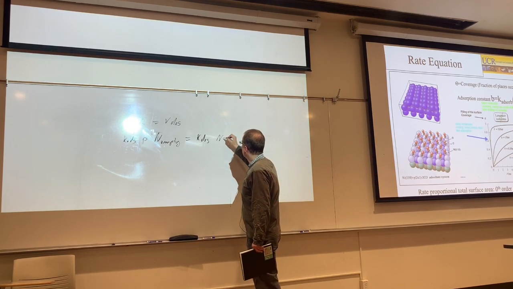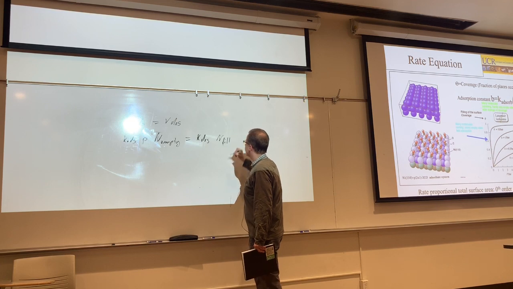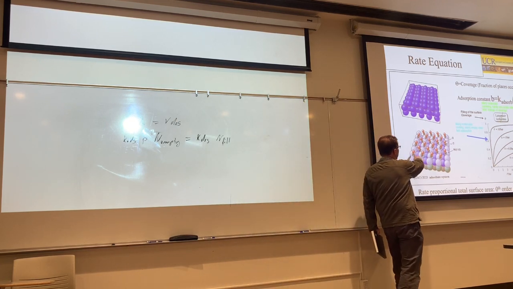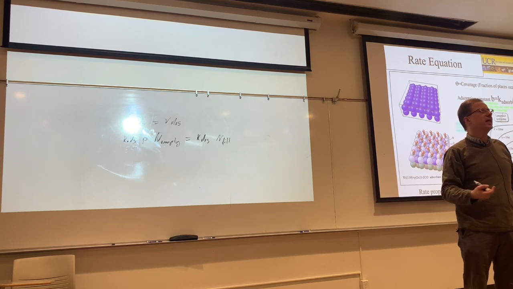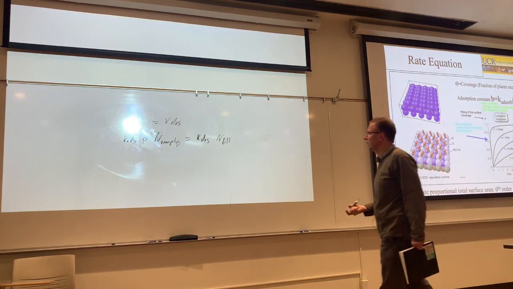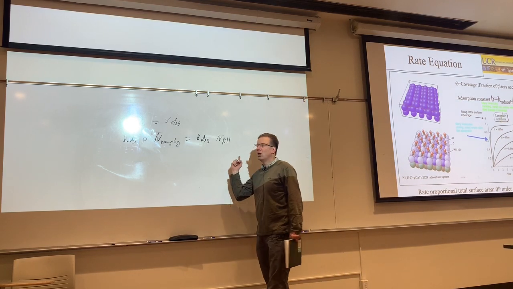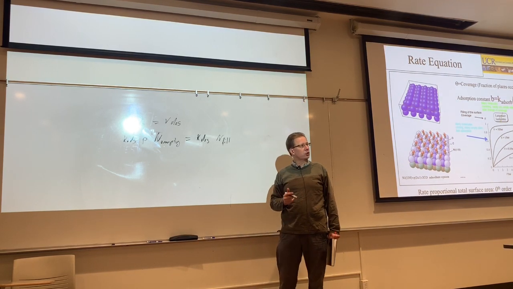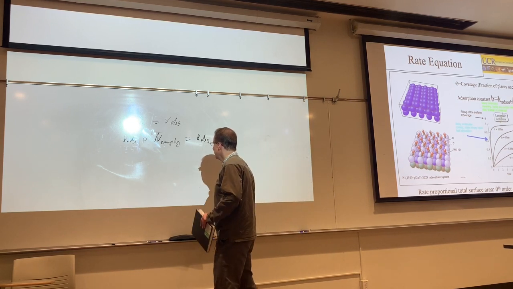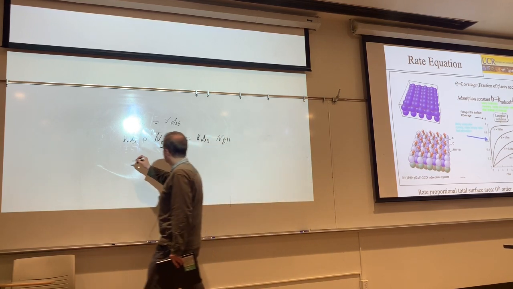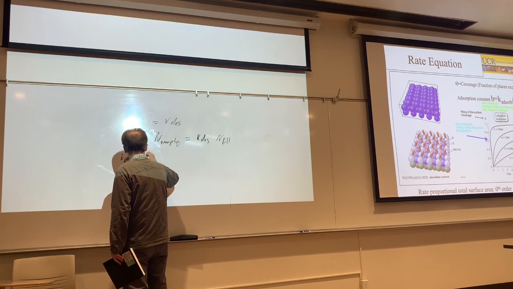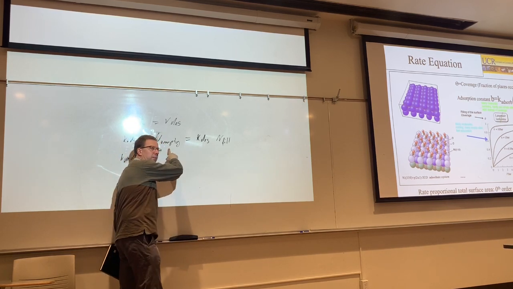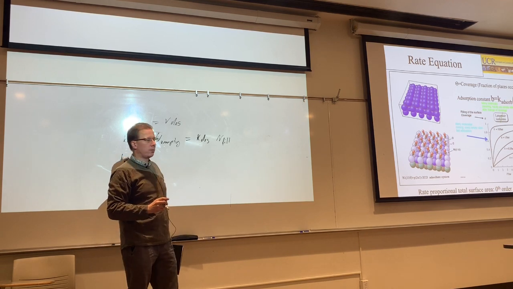Times the number of filled sites, because only, of course, if there's a filled site, the molecule can desorb from it. If the site was empty, then the molecule cannot desorb from it. So let's divide this one here by the total number of sites. So what I'm getting out of that is the rate constant times the pressure times the number of empty sites divided by the total number.